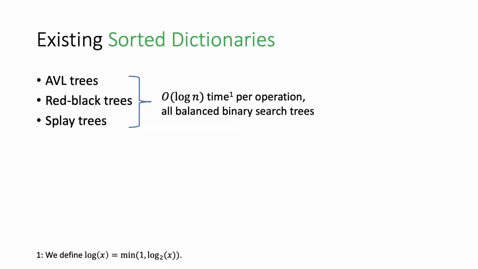So what are the existing sorted dictionaries? Well, any balanced binary search tree fits our definition of a sorted dictionary. I just have a few of them listed here, the most important ones. They give you log n time per operation. We're just going to define log x to be the maximum of 1 and log base 2 of x.